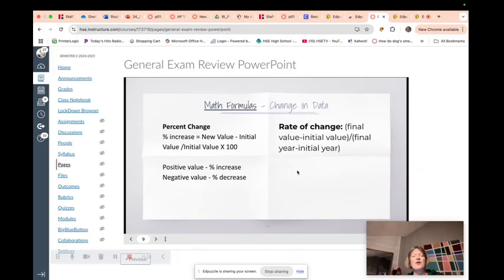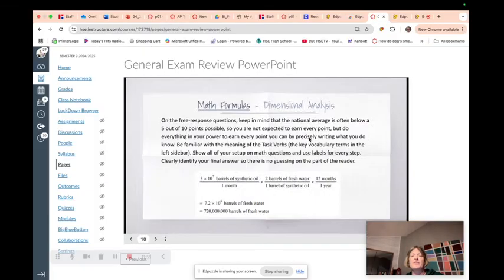And then if it's an FRQ, make sure that you state whether that's a percent increase or a percent decrease. So don't just say, what's the percent change? And then you say it's a 21% change. No, you need to say it's a 21% increase or a 21% decrease. Okay, whatever that is. Rate of change is going to be a final value minus an initial value divided by a final value. Okay, so those are just some formulas you need to know.